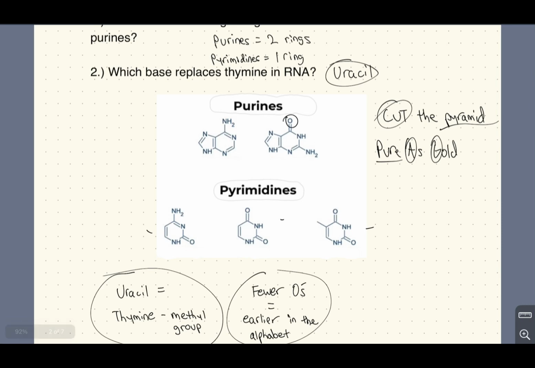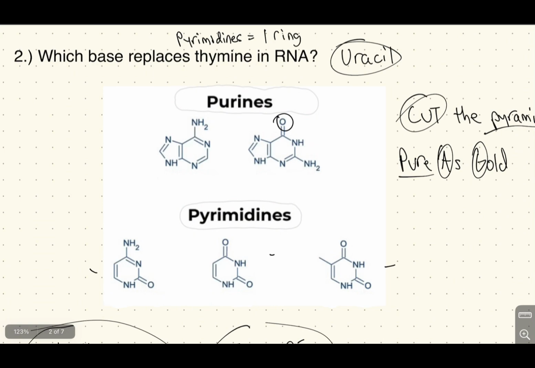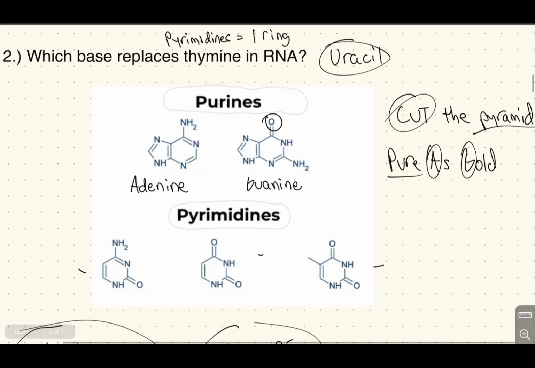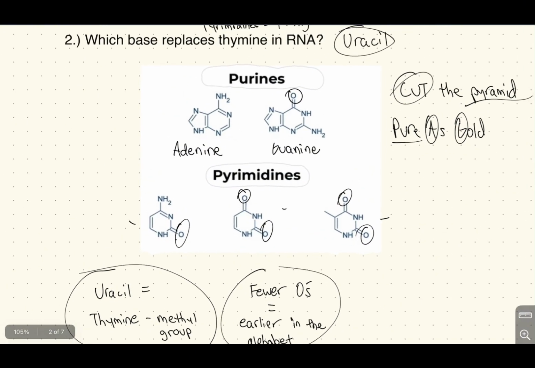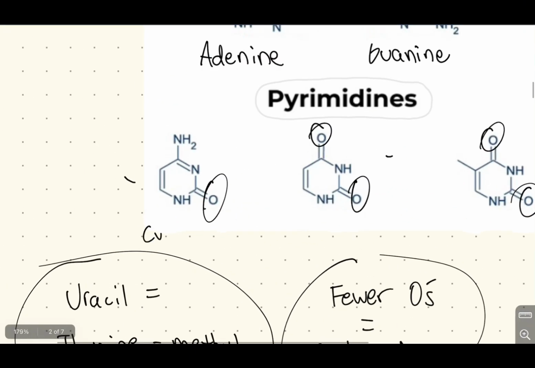The second purine has 1 oxygen, while the first purine has no oxygens. Therefore, A comes before G, so the first purine is adenine, and the second purine is guanine. Simple enough, so let's go to the pyrimidines. The first pyrimidine has 1 oxygen, while the other 2 have 2 oxygens. C comes before U and T, therefore, the first pyrimidine is cytosine.